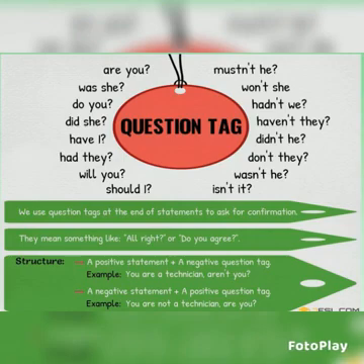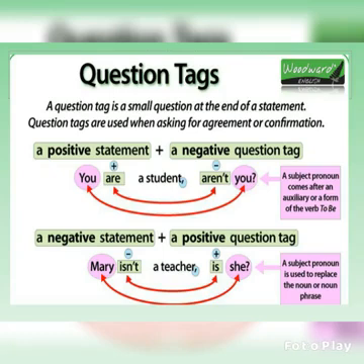And the next thing which you should remember is a negative statement always takes a positive question tag. Like, you are not a technician. Here it is a negative statement. So what you have to take? You have to take a positive question tag. That is, are you. A question tag is a small question at the end of a statement. And question tags are used when asking for agreement or confirmation.